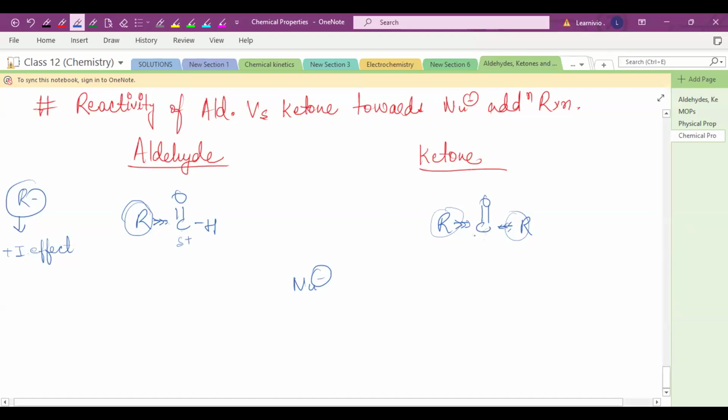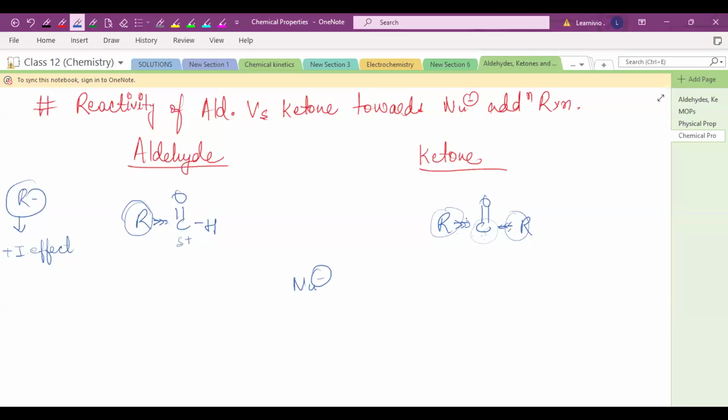You can see this ketone has more plus I groups, so there will be more electron density on this carbon. So it is again electron rich, and this nucleophile is again rich. Between this aldehyde and ketone, which one is more reactive towards the nucleophilic addition reaction? This aldehyde will be more reactive towards the nucleophilic addition reaction.